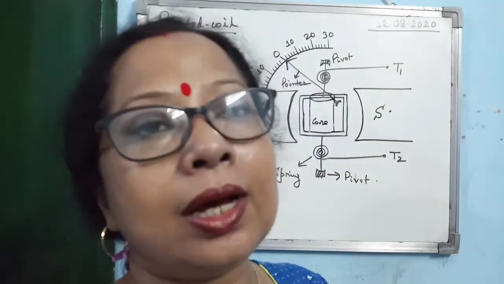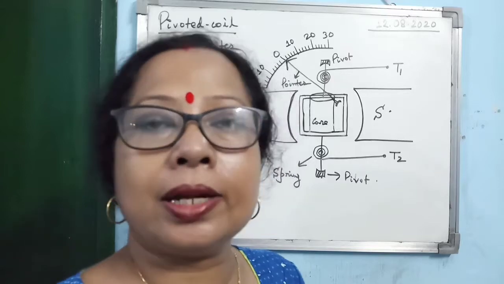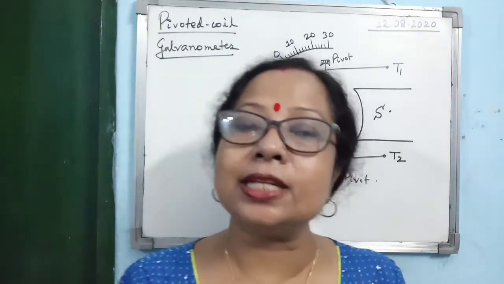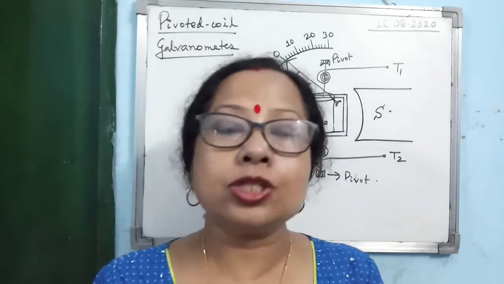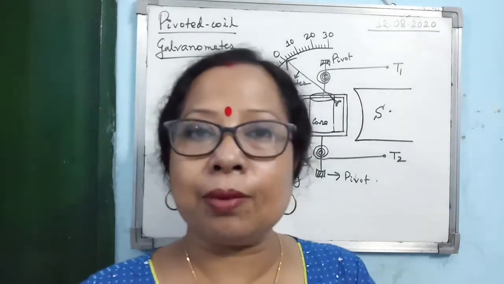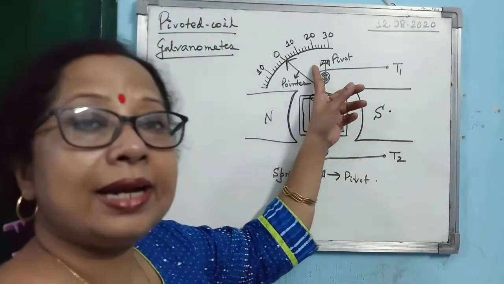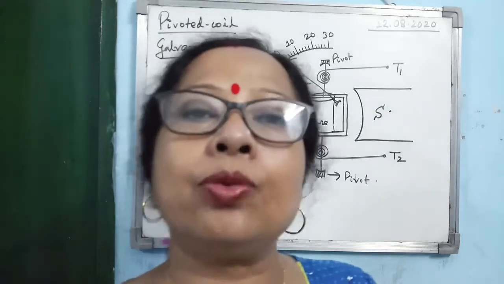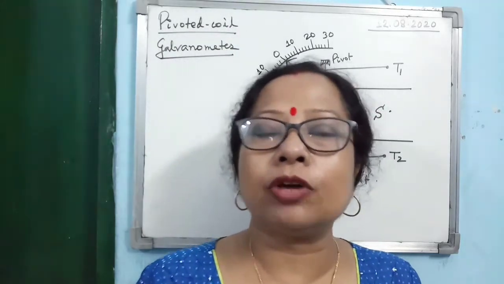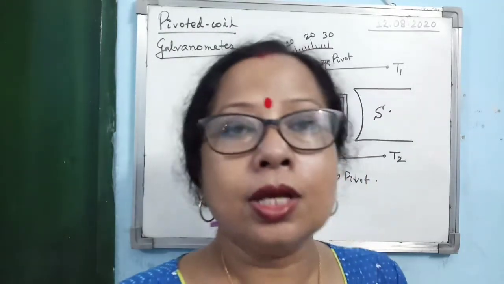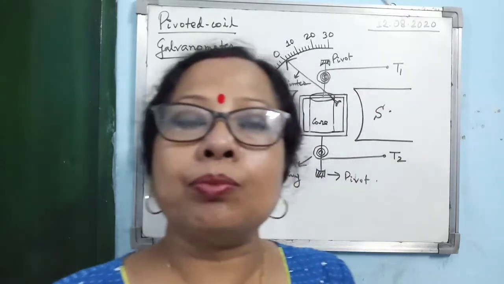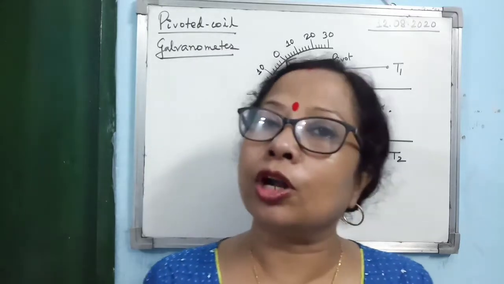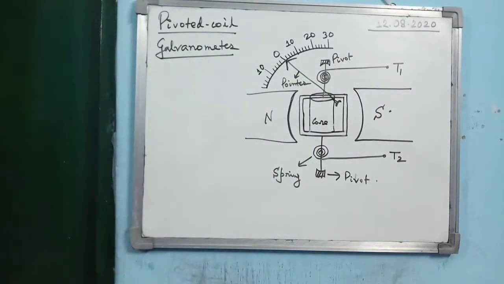but its working is the same as that of the previous one, the suspended coil galvanometer. And in this case also, I is equal to K into phi, where K is C by NAB. So if you know the values of K, you can read the reading for phi directly from the scale, substitute it, and find out the amount of current passing through the galvanometer. So this is the way a moving coil galvanometer, whether a suspended coil galvanometer or a pivoted coil galvanometer, works.